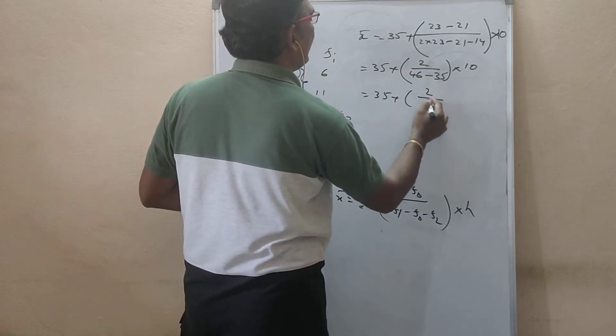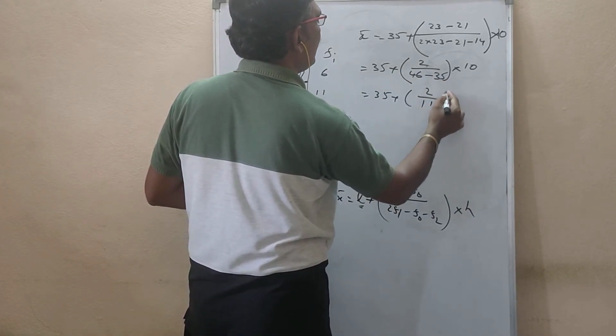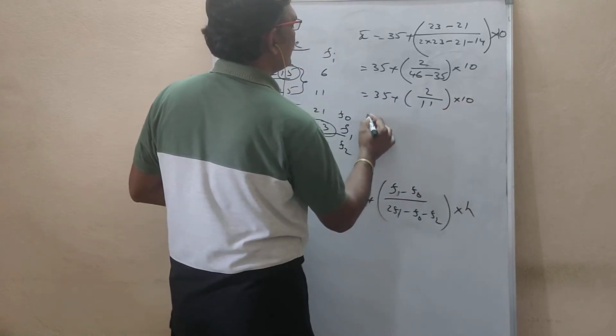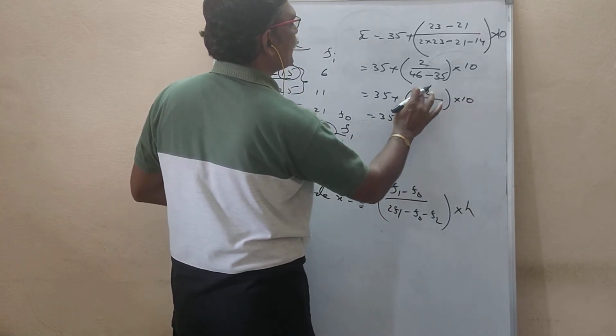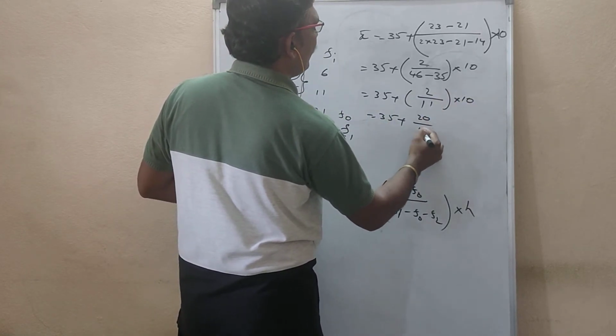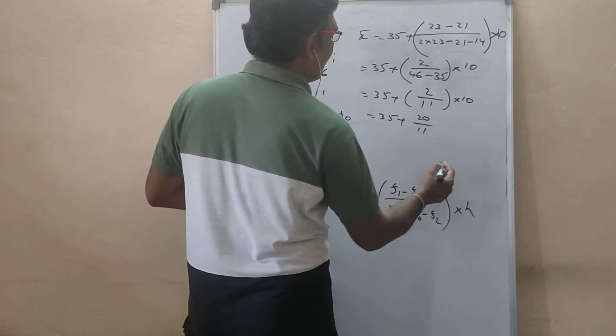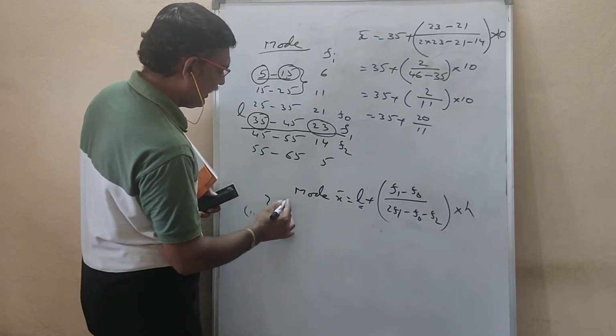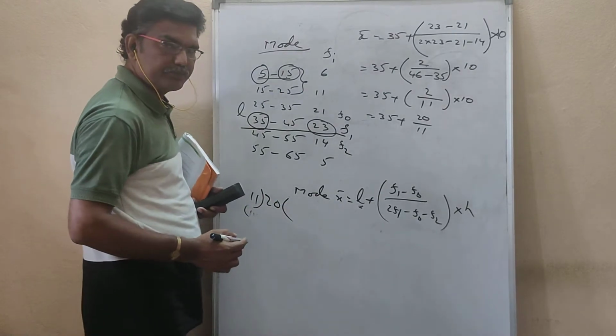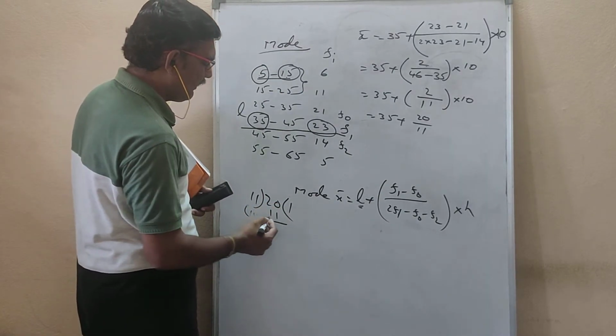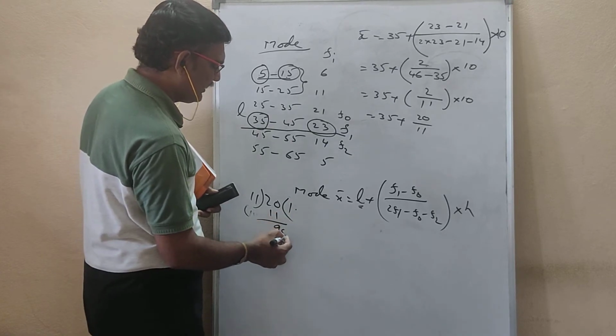6 minus 5 is 1. 4 minus 3 is also 1, into 10. So here 35 plus 2 into 10 is 20 by 11. What you have to do in rough is divide 20 by 11. 11 ones are 11, 9 you are getting, 0.0.